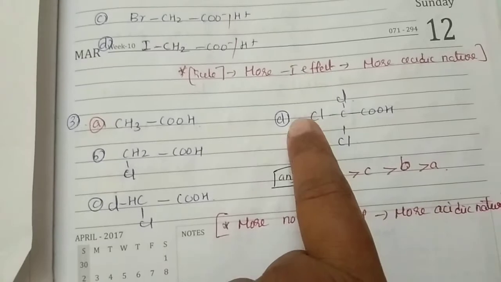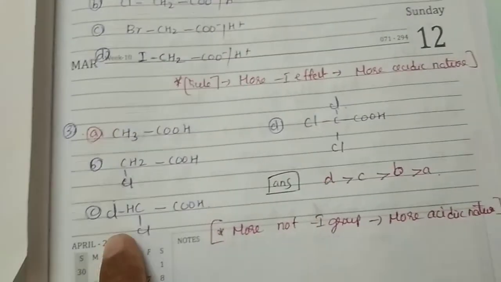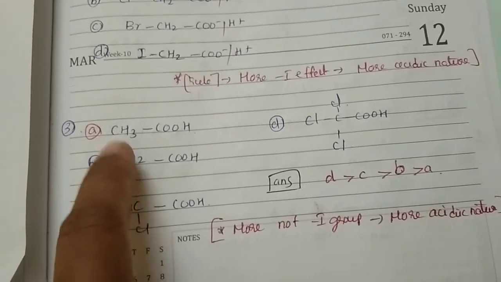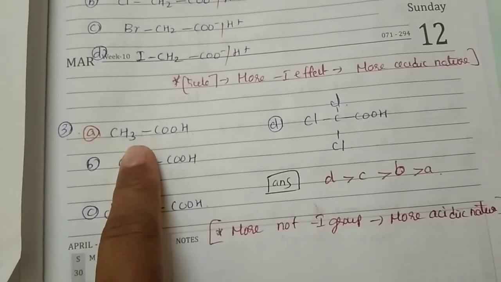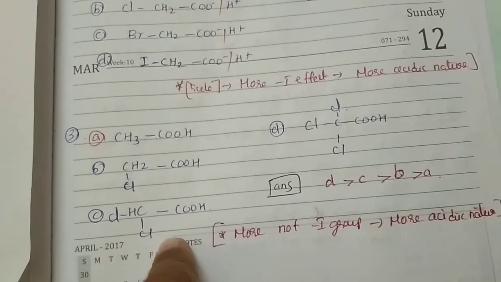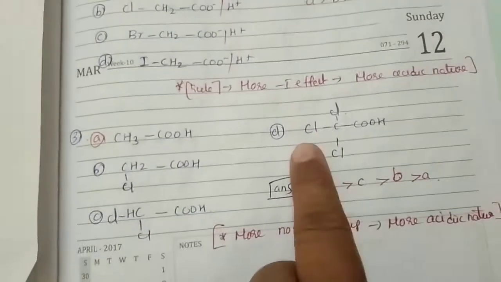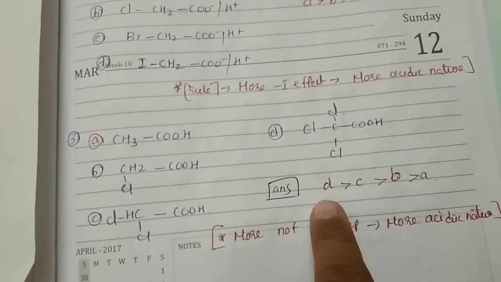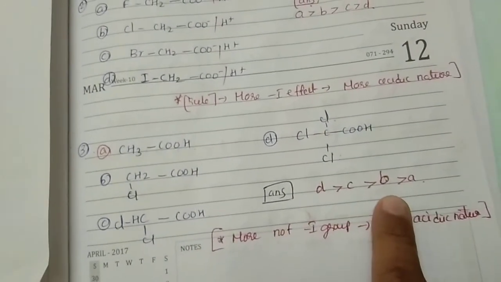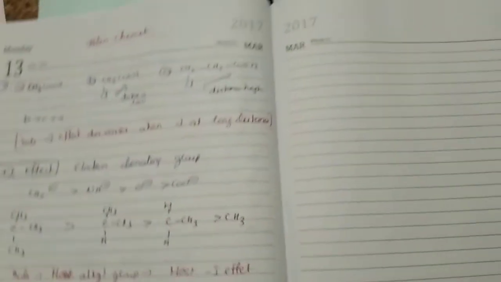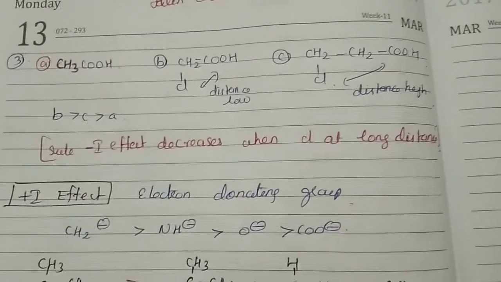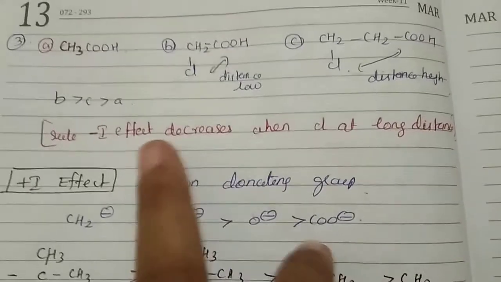So what is the reason? D having 3 chlorine atoms, C having 2 chlorine atoms, B having 1 chlorine atom, and A not having a chlorine atom. So in this, more minus I groups, so D having 3 minus I groups, Cl, Cl, Cl. So it will come first D, then C, then B, then A. Then another example, CH3COOH, CH2COOH. Okay, what is the rule?